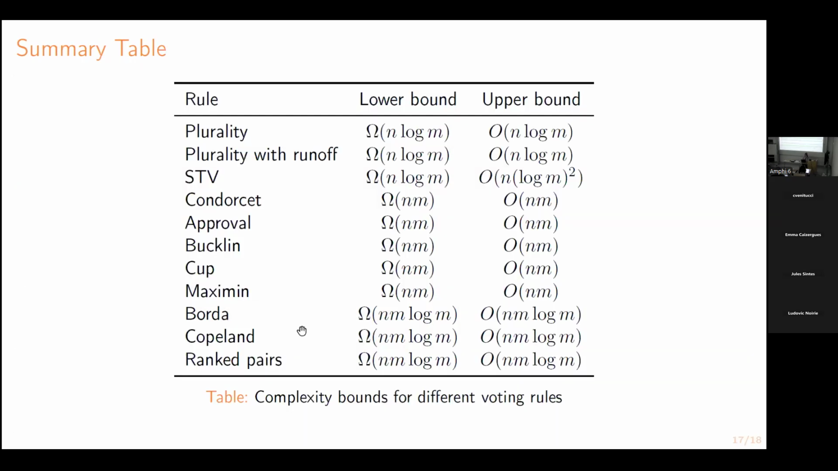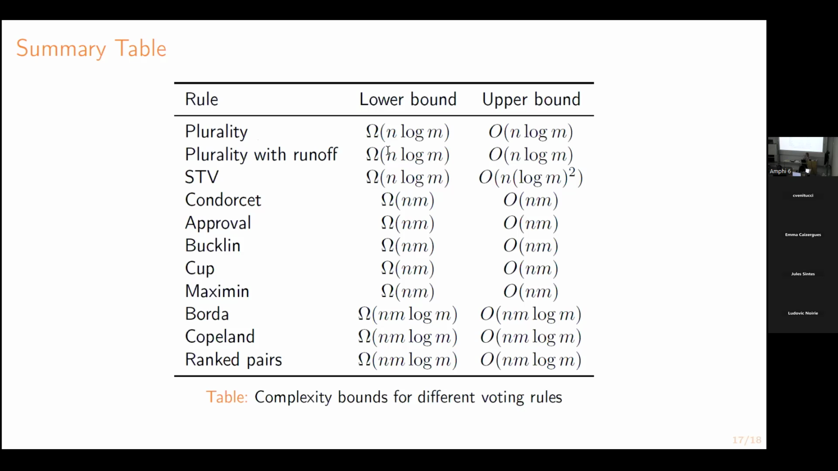And so here, in the summary table, you see that for Borda, the lower bound is nm log m, because you have to provide the full ranking. For example, in Condorcet, you do not necessarily need to give the whole ranking, but for this one, yes.